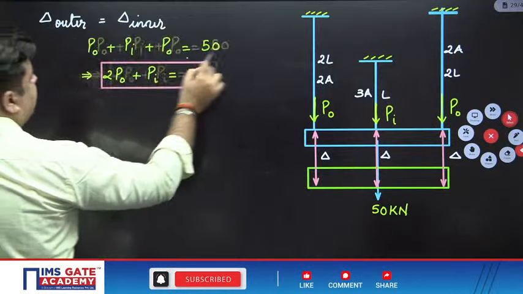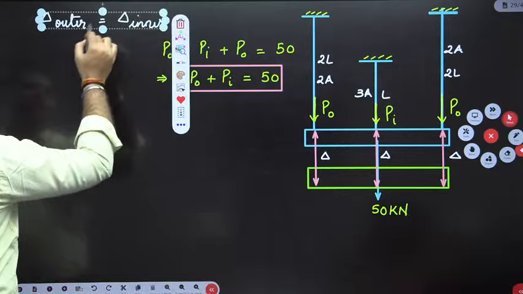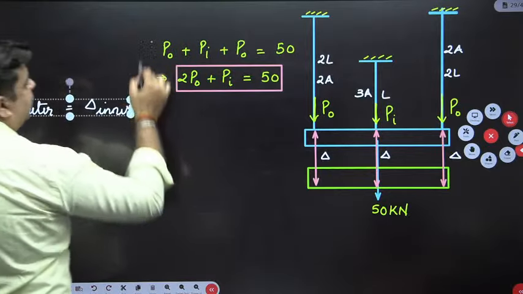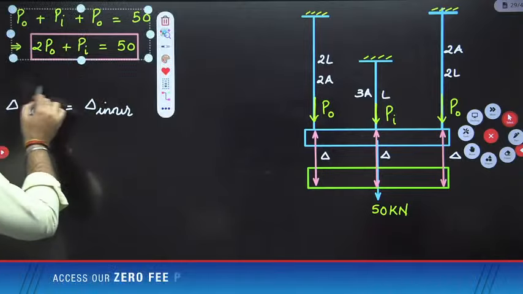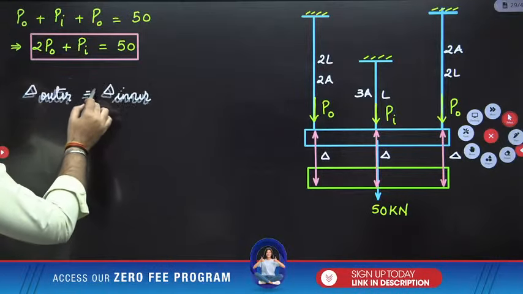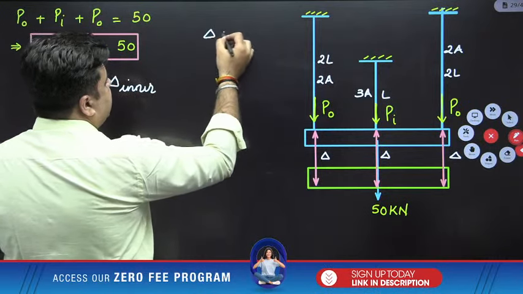Okay, now coming back to these deformations. Sir, how to write down deformation of any bar if it is subjected to axial load? So if a bar is subjected to axial load, deformation of that bar, delta is equal to PL upon AE.